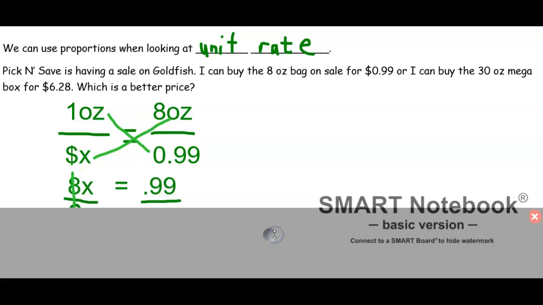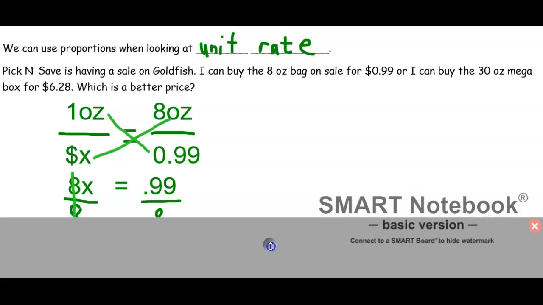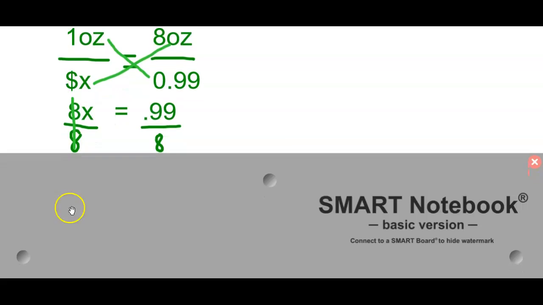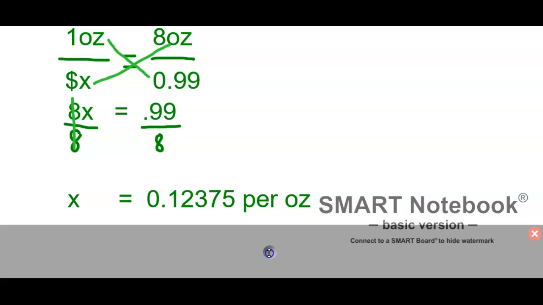I'm going to get 8x equals 99 cents. Divide that by 8. And I'm going to get, if I buy the single bag, about 12 cents, a little over 12 cents per ounce.